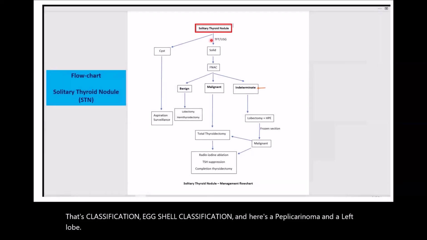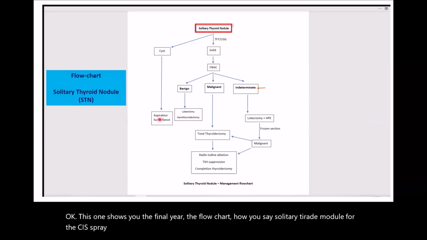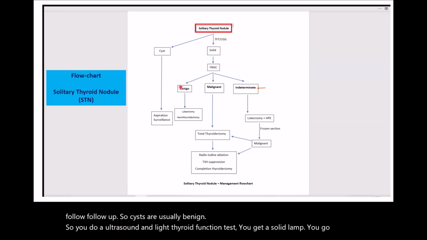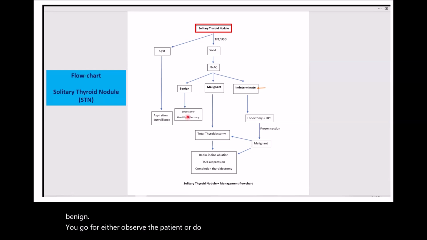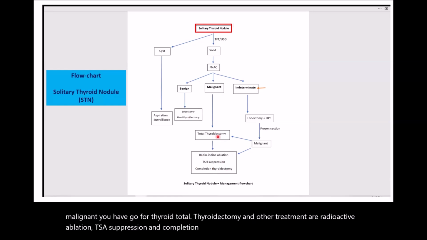Okay, this one finally shows you the flow chart for the solitary thyroid nodule. For the cyst, aspirate the cyst and follow up. So cysts are usually benign. So you do an ultrasound and thyroid function test, you get a solid lump, you go for FNAC. If benign, you either observe the patient or do a local lobectomy or hemithyroidectomy. If it is malignant, you have to go for total thyroidectomy and other treatment: radioactive ablation, TSH suppression, and completion thyroidectomy. Yeah? So these are the things that you go for.